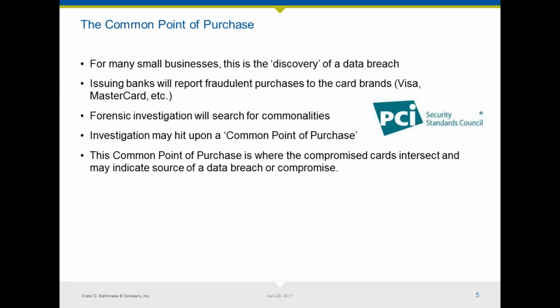This forensic investigation may hit upon a common point of purchase. So when they discover that Jason Bucher's compromised card, and then compromised card A, compromised card B, compromised card C, all happen to aggregate to one common point of origin, meaning that we all shopped at a common place. We all went to the Starbucks over on 85th Street. Then that would be identified as what would be called a common point of purchase. And again, this common point of purchase is just where all those compromised cards intersect and may, I would emphasize, may indicate the source of a data breach or compromise.